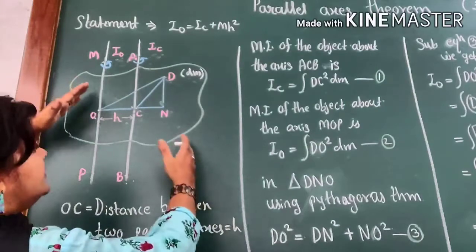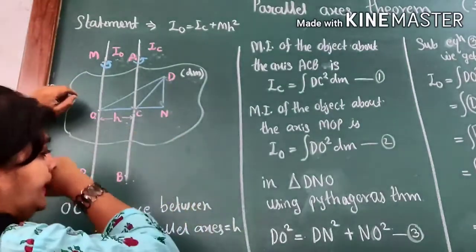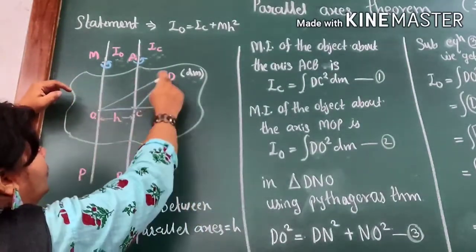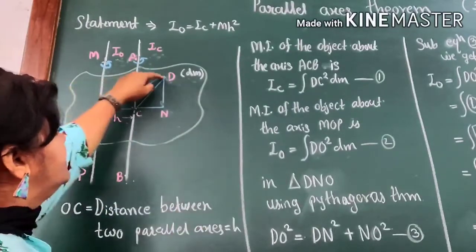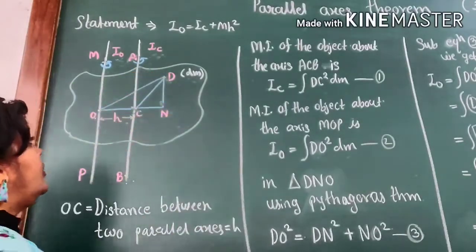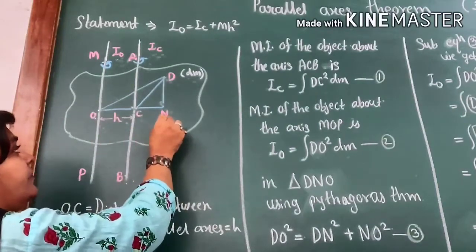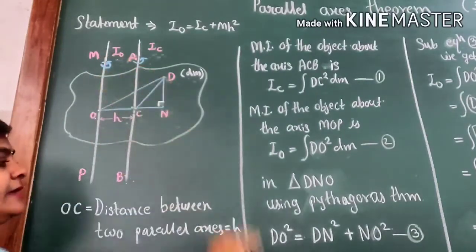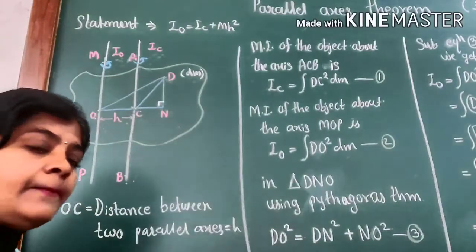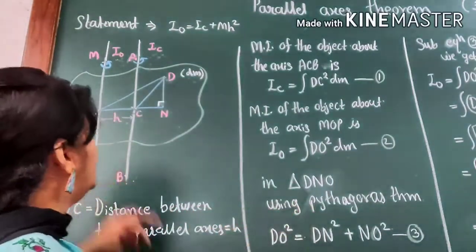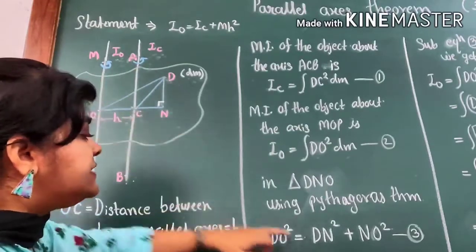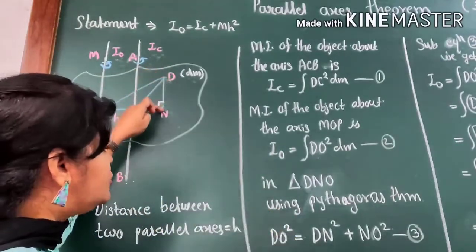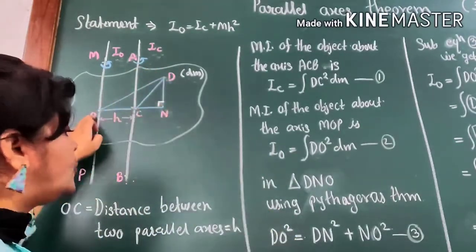Now let's consider this diagram. In the diagram, triangle DNO: DN is perpendicular to the line OC. Therefore, this angle becomes 90 degrees. We can use the Pythagoras theorem for it. Using the Pythagoras theorem, DO square is equal to DN square plus NO square.